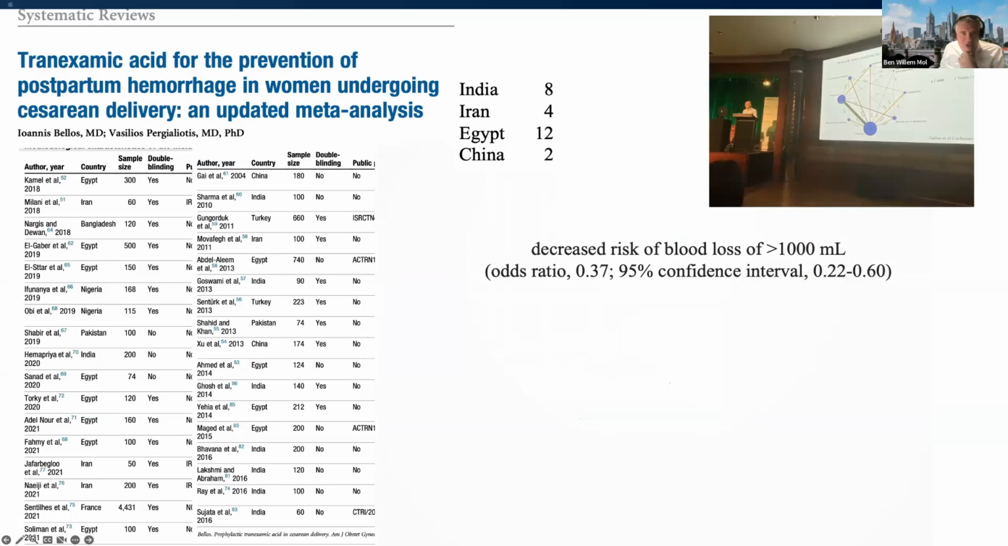This is an important slide. This is a meta-analysis on tranexamic acid for the prevention of postpartum hemorrhage. So we talk about the most important cause of maternal death in pregnancy around the world, hemorrhage during labor. If you look into a meta-analysis published in the American Journal, this is a high-impact journal, then the estimate is that the use of tranexamic acid reduces blood loss more than a liter with more than 60%. Majority of the studies from India, Iran, Egypt, and 2 from China.